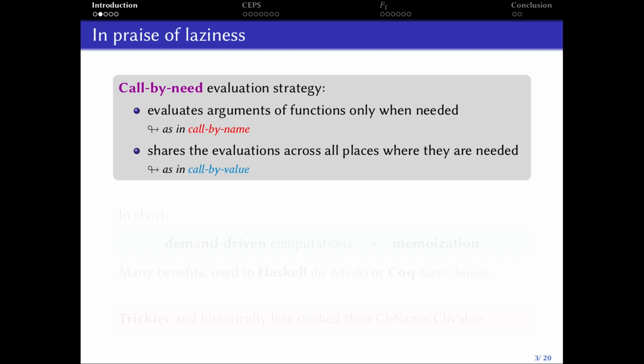Among the different evaluation strategies of the lambda calculus, you may know the lazy evaluation, also called call by need. Call by need, just like call by name, evaluates arguments of functions only if they are needed. So we don't do useless computations, and more than that, as in call by value, when something has been computed, the value is shared across all the places where it is needed.